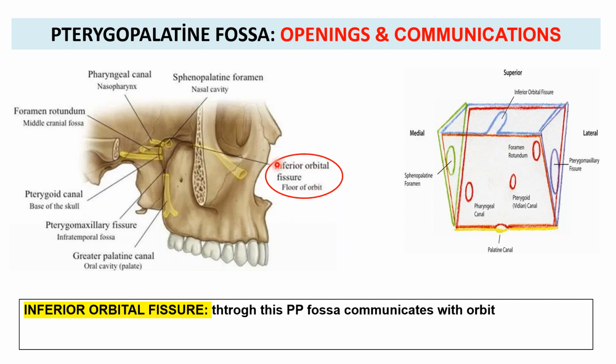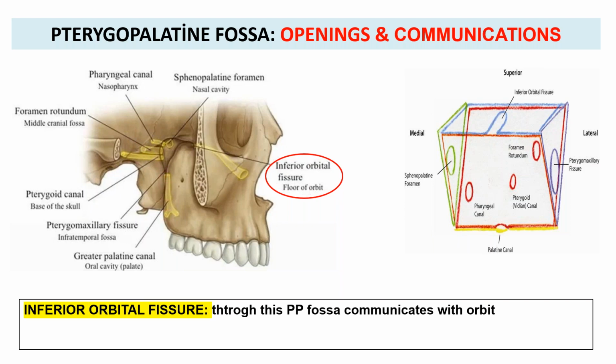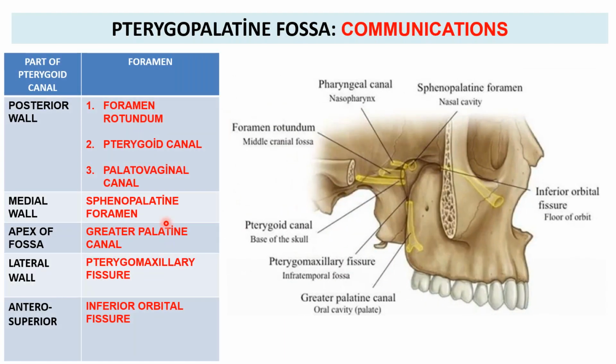So we have seen that through two fissures, that were the inferior orbital fissure and the pterygomaxillary fissure, and through all these phenomena, the pterygopalatine fossa, such a small space, is communicating with the orbit, with the nasal cavity, with the base of skull, middle cranial fossa, the nasopharynx, and the oral cavity or the hard palate. So these are all communications and openings of the pterygopalatine fossa.